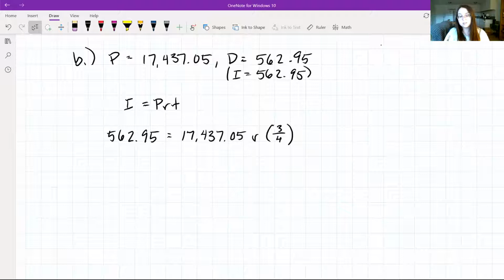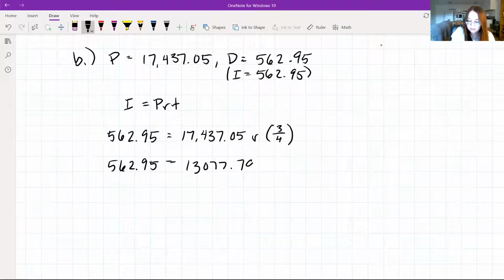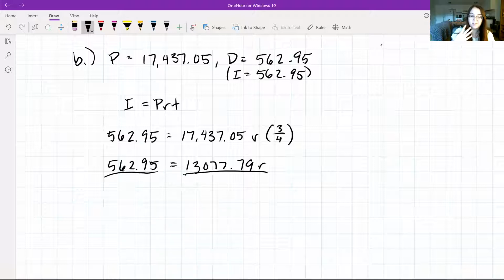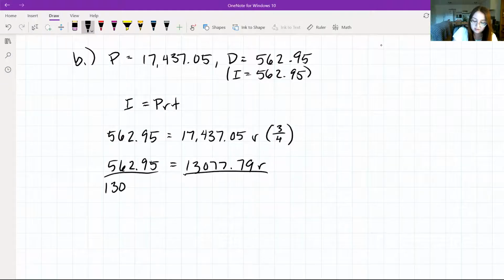Now we just want to simplify our right-hand side here. What we end up getting is $562.95 is equal to, it looks like, $13,077.79 technically, since it's still in dollars. And now we're just going to divide to isolate our value of R. So we're going to divide by 13,077.79.